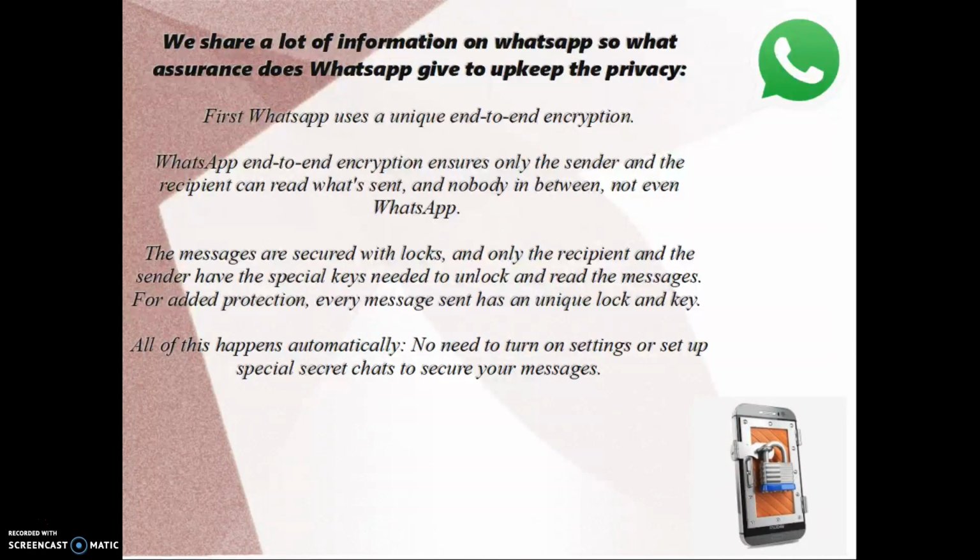We share a lot of information on WhatsApp. So what assurance does WhatsApp give to keep the privacy? First, WhatsApp uses a unique end-to-end encryption. WhatsApp's end-to-end encryption ensures only the sender and the recipient can read what's sent and nobody in between, not even WhatsApp. The messages are secured with locks and only the recipient and the sender have the special keys needed to unlock and read these messages. For added protection, every message sent has a unique lock and key. All of this happens automatically. No need to turn on the settings or set up a special secret chat to secure your messages.